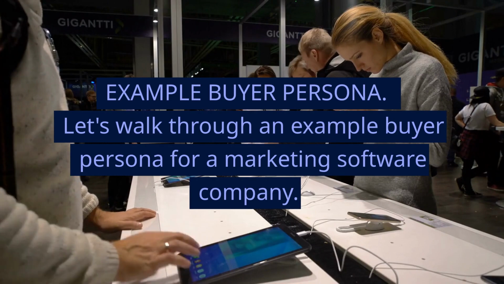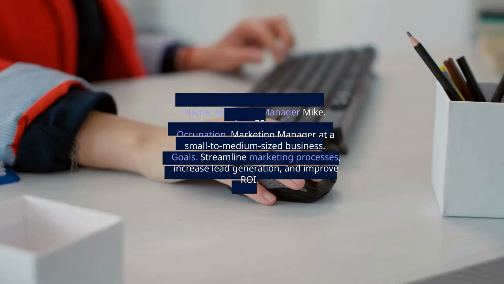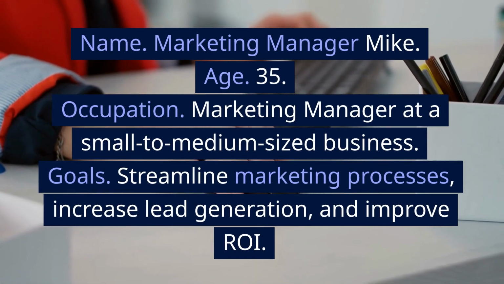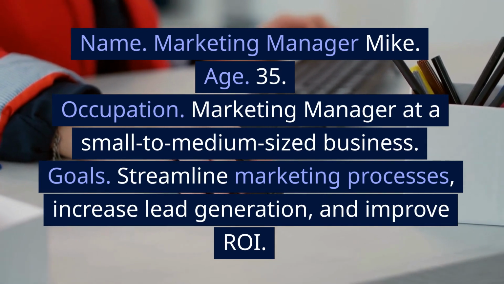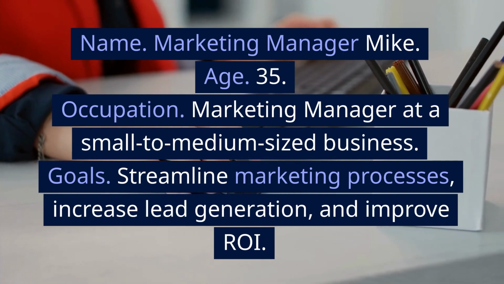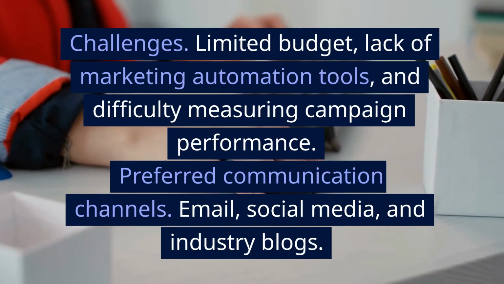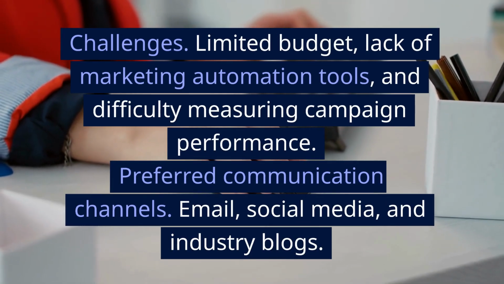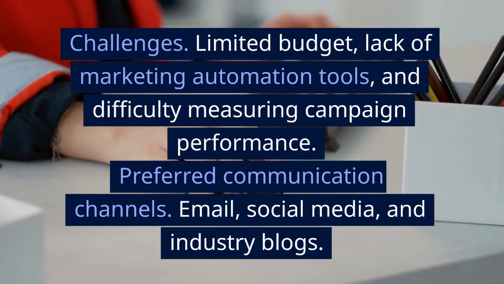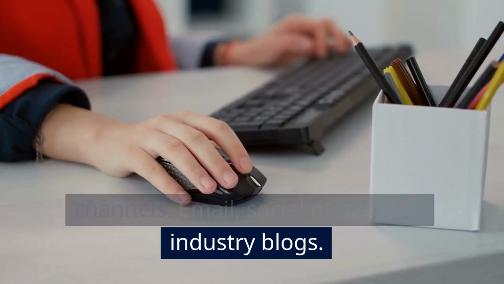Example buyer persona. Let's walk through an example buyer persona for a marketing software company. Name: Marketing Manager Mike. Age: 35. Occupation: Marketing Manager at a small to medium-sized business. Goals: Streamline marketing processes, increase lead generation, and improve ROI. Challenges: Limited budget, lack of marketing automation tools, and difficulty measuring campaign performance. Preferred communication channels: Email, social media, and industry blogs.